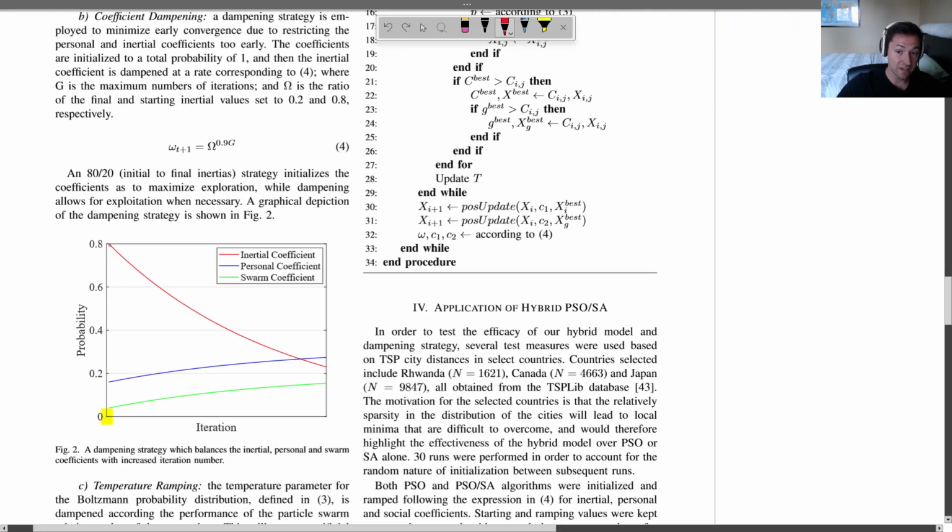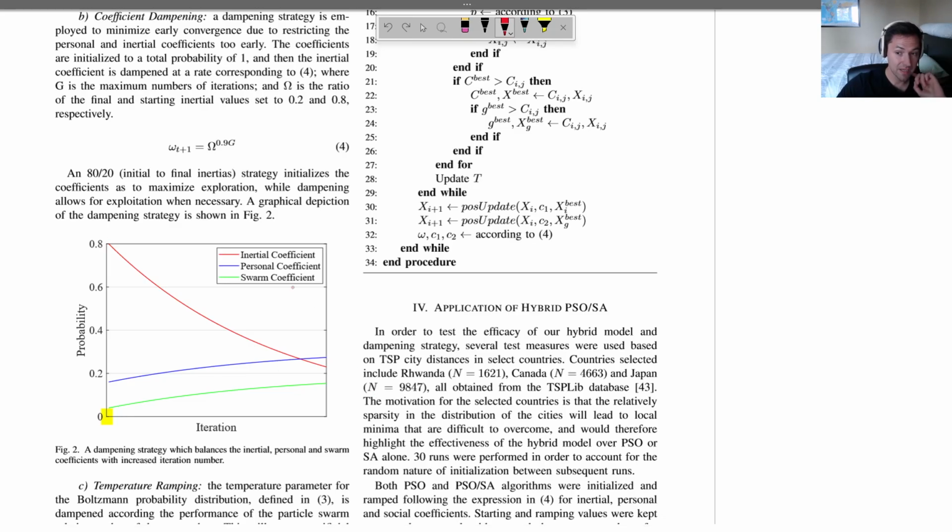This just goes to show that the inertial, which is how much it's paying attention to what it's doing right now, decreases over time, and the personal increases over time. Ultimately, we have all these agents jumping all throughout the problem, and then finally we want them to say, okay, we're done. We've exhausted.